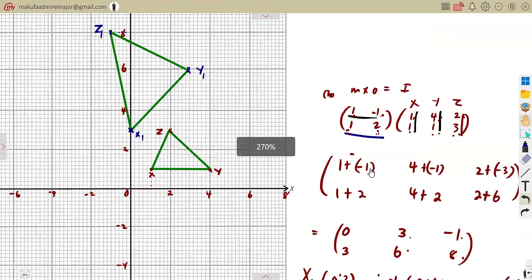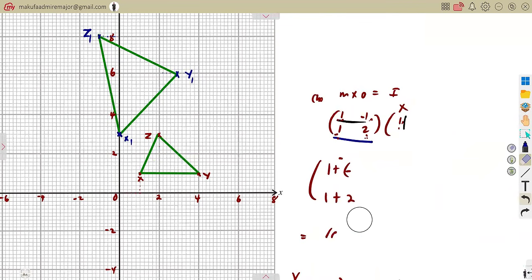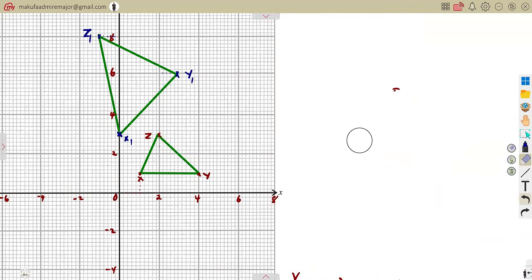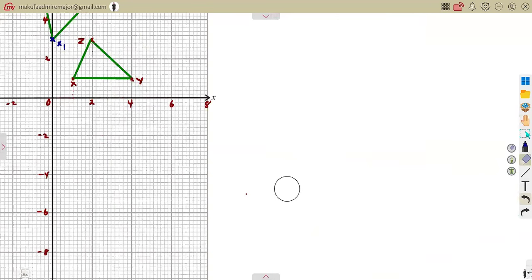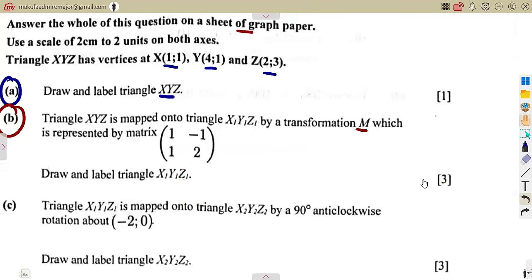So matrix times object, remember, is equal to the image. So all this working, you're not going to erase it. You must have this working, all right? You just need to have space, but you must keep all the working that you are having there. Okay, matrix times object equals the image.